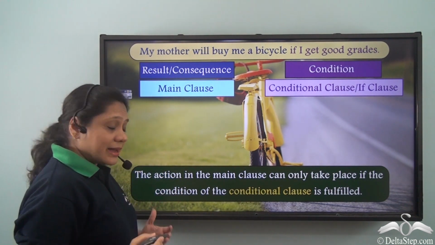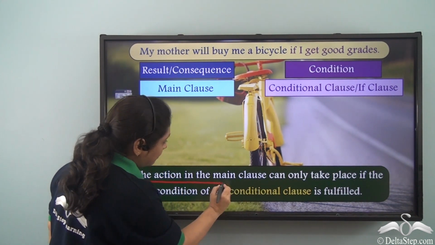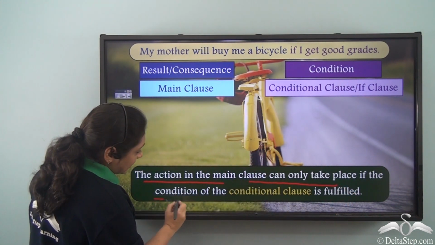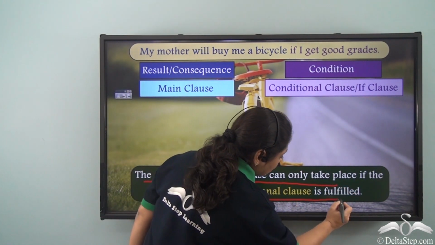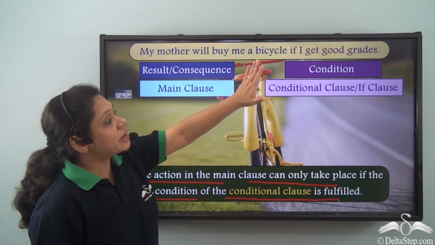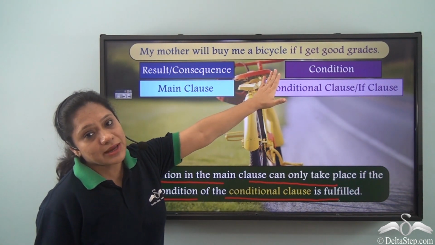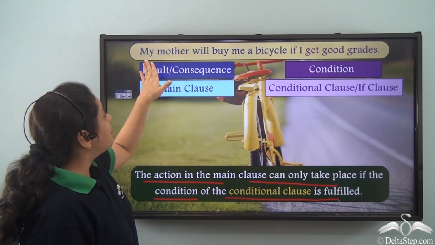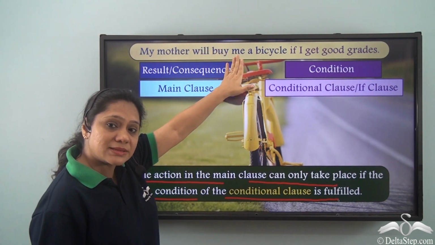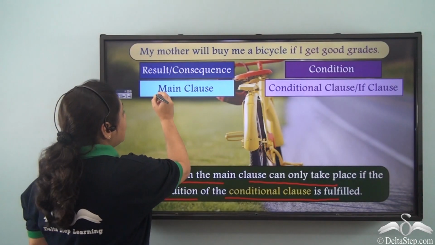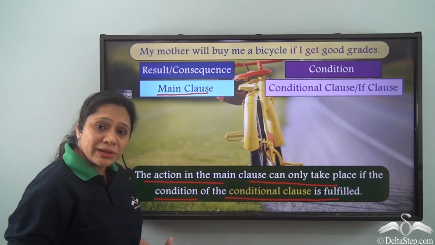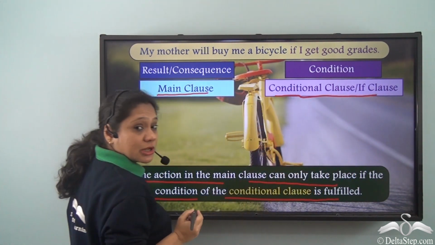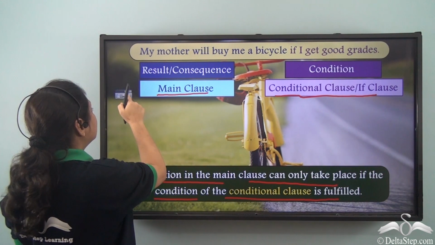So, you realize that the action in the main clause can only take place if the condition of the conditional clause is fulfilled. So, if I don't get good grades, the result or the consequence will not happen. My mother will not buy me a bicycle. So, the action in the main clause will only take place if the condition in the conditional clause is fulfilled.